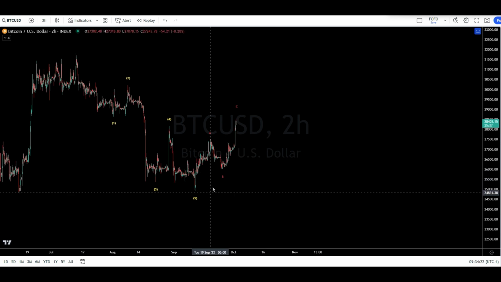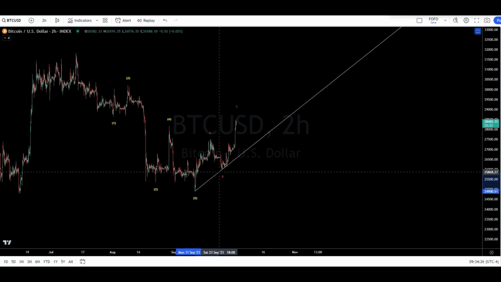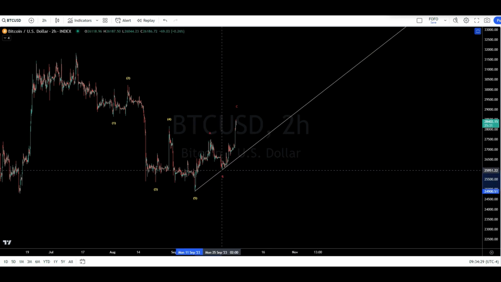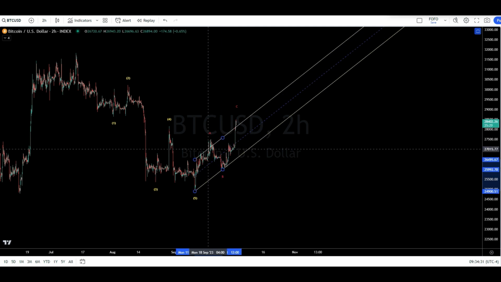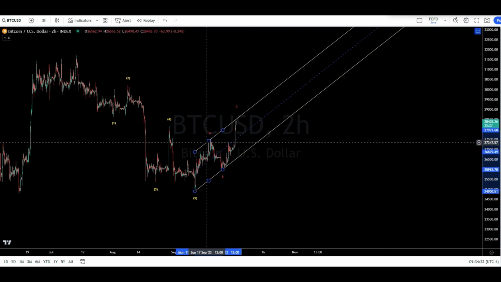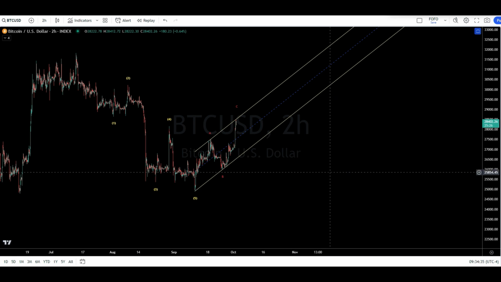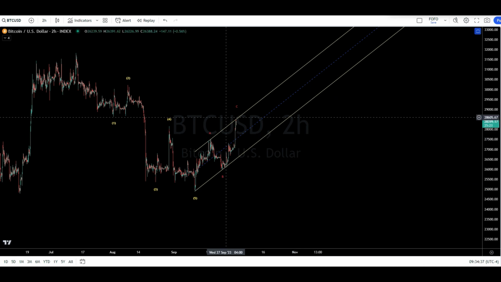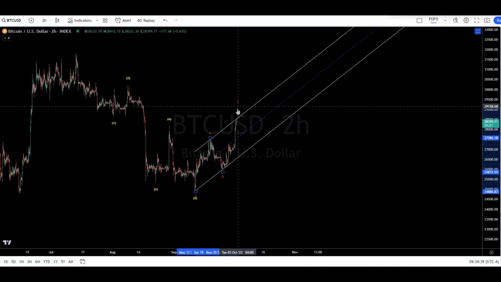We can pull up to see if this 3-wave move is contained by parallel lines, and it is. Okay, so this wave C is done, pretty close to done, right?